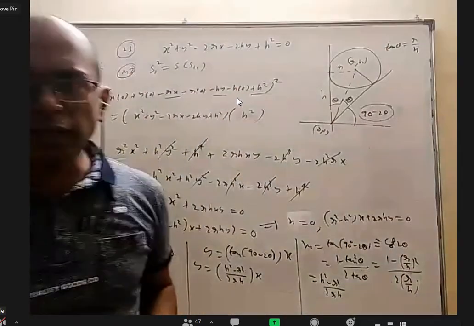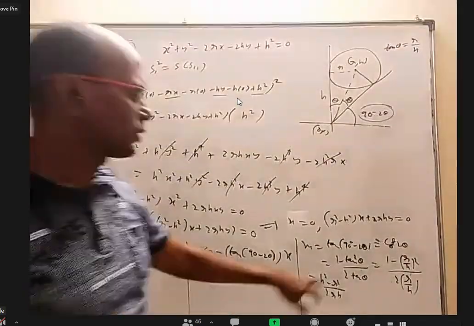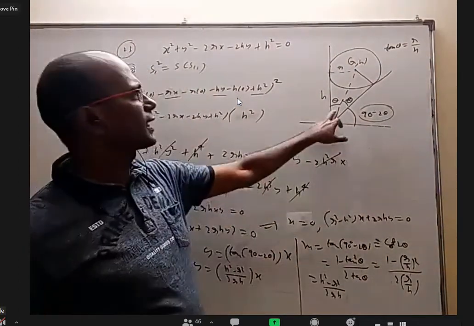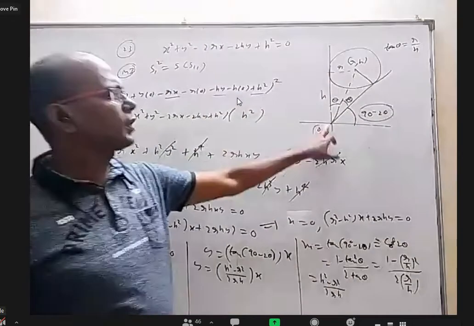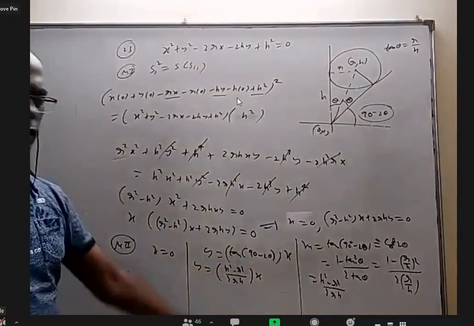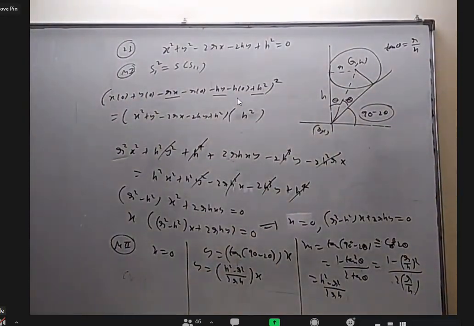Cot 2 theta is 1 by tan 2 theta. Tan 2 theta formula is this one. What is tan theta from the figure? R by h is substituted. We got the slope. If you know it is passing through the origin and you know the slope, you can find the line equation, right? Yes, sir. Okay.